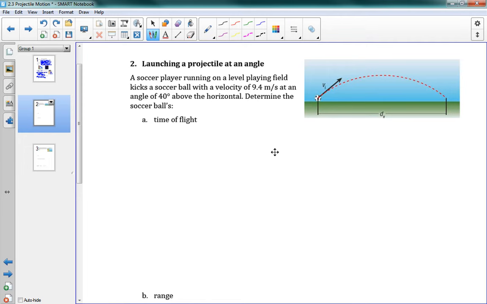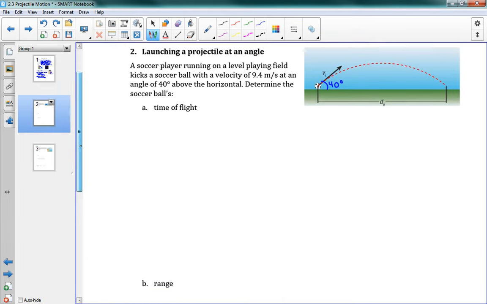This says a soccer player running on a level playing field kicks a soccer ball with a velocity of 9.4 meters per second at an angle of 40 degrees above the horizontal. So this is 40 degrees here. Determine the soccer ball's time of flight. That's going to be the first part here.